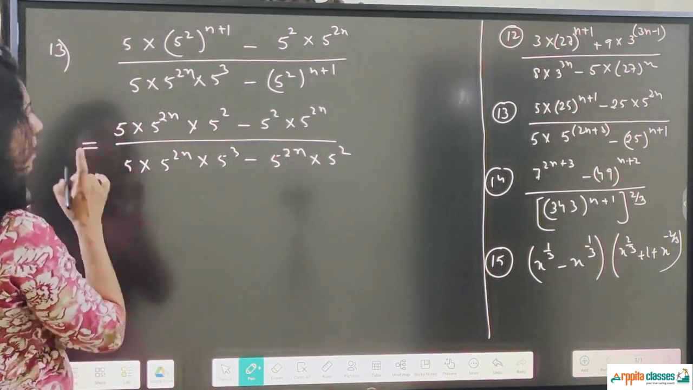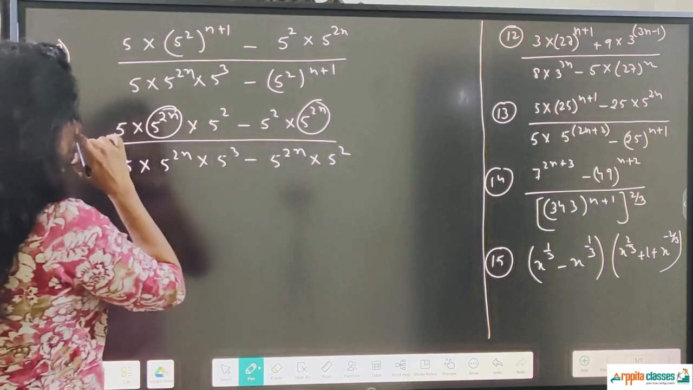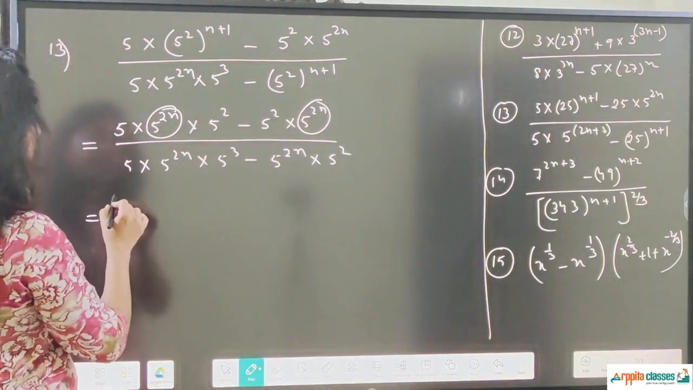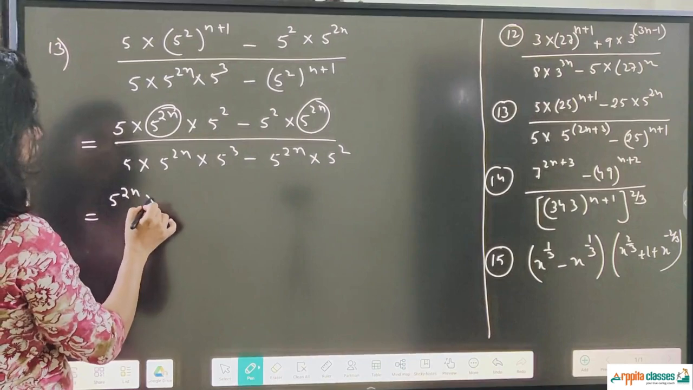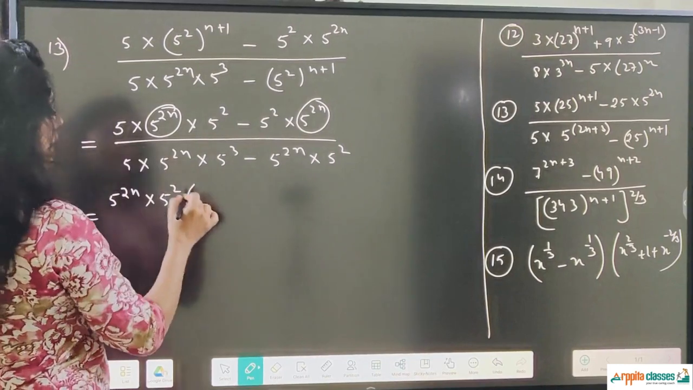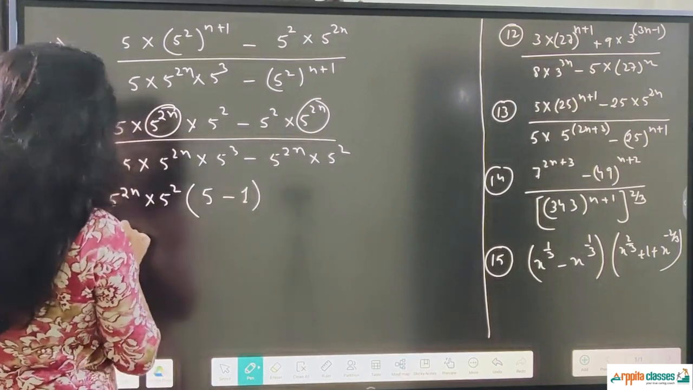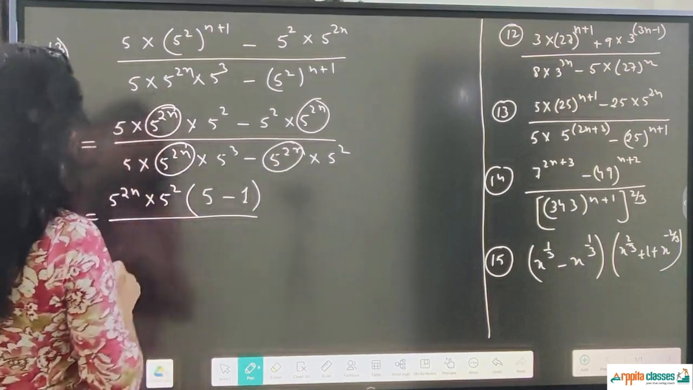Now see what is getting common from here. We can take 5 to the power 2n common and 5 square also common. So I am taking 5 to the power 2n into 5 square common. Inside the bracket 5 is there, minus here nothing is there, means it is only 1. Down I can take 5 to the power 2n and also 5 square again.